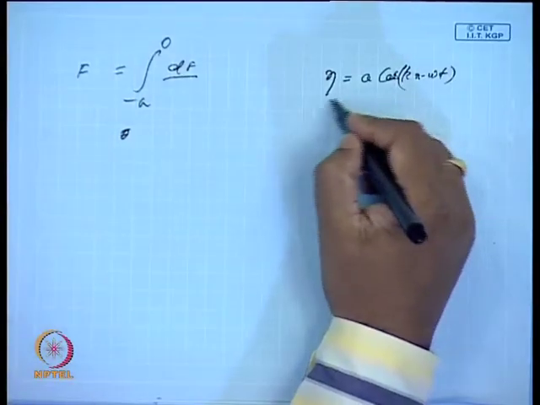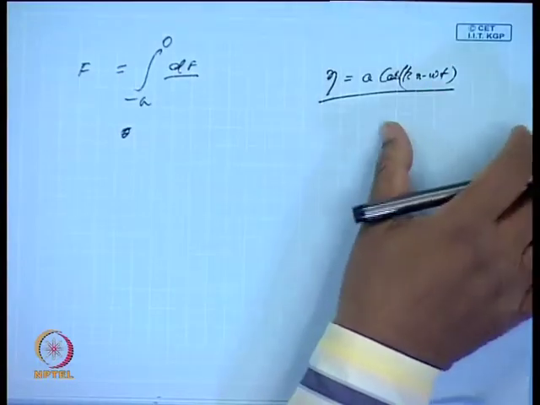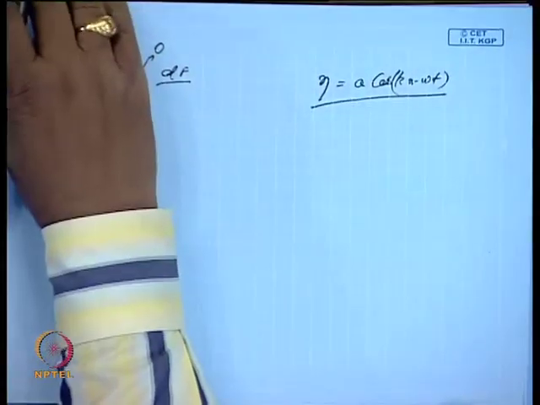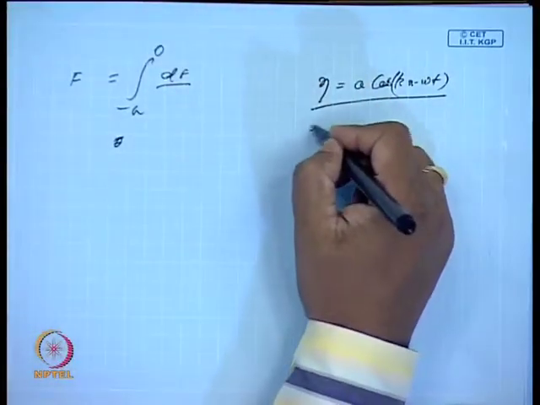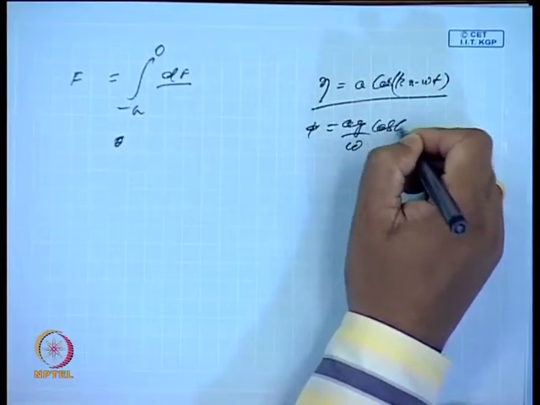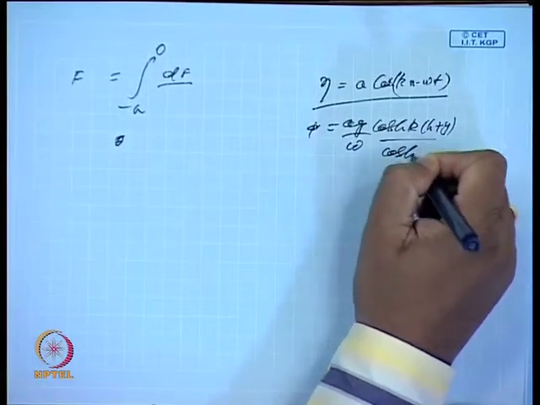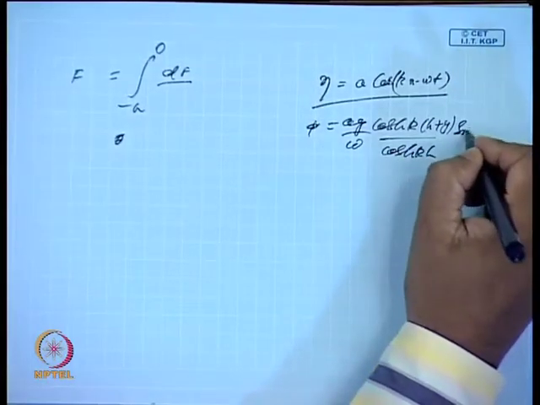And here, if I say that eta is a cos k x, which is one of the elementary progressive waves, then what is the corresponding phi? You know that this will be g a by omega into cos hyperbolic k into h plus y by cos hyperbolic k h, into sin k x minus omega t.